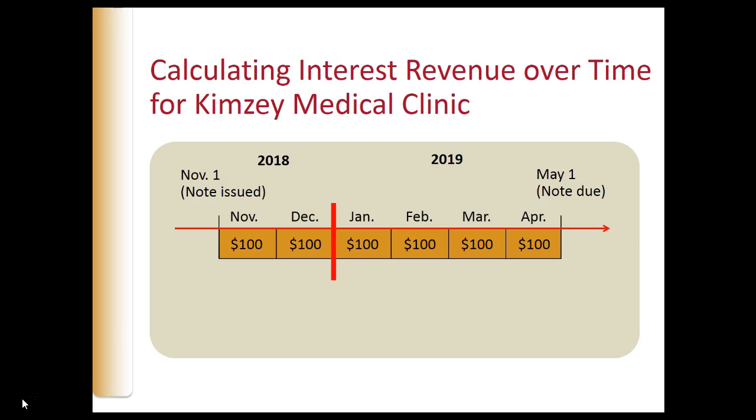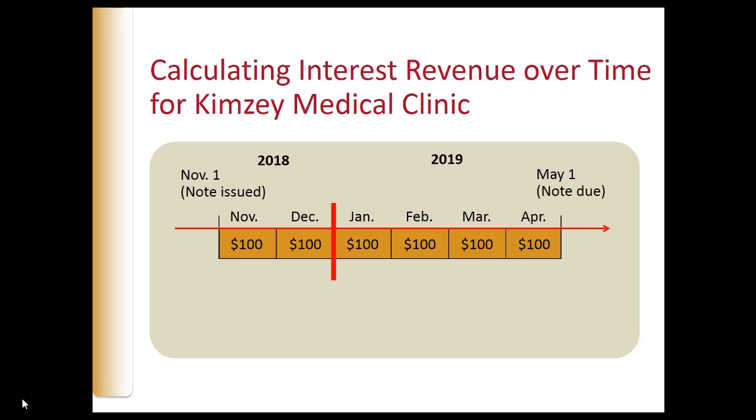It frequently happens that a note is issued in 1 year and the maturity date occurs in the following year. So for example, what if Justin Payne issued the previous 6-month note to Kimzey on November 1st instead of February 1st? In that case, the $10,000 face value principal and the $600 interest on the 6-month note aren't due until May 1st of the next year.